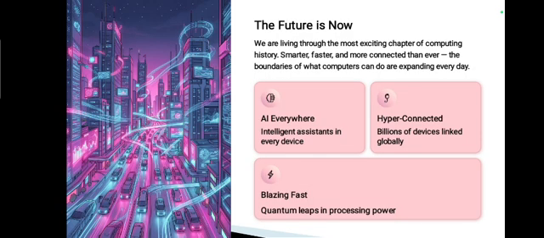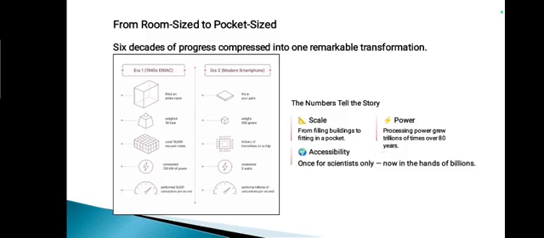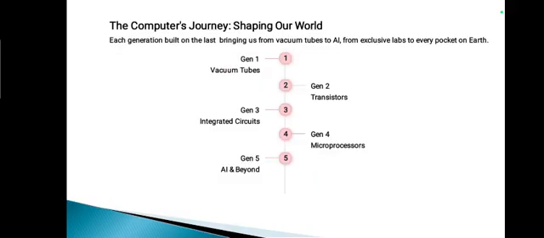Six decades of progress compressed into one remarkable transformation, from the 1940s to modern smartphones. The numbers tell the story of scale, power, and accessibility. Scale: from filling buildings to fitting in a pocket. Power: processing power grew trillions of times over 80 years. Accessibility: once for scientists only, now in the hands of billions.